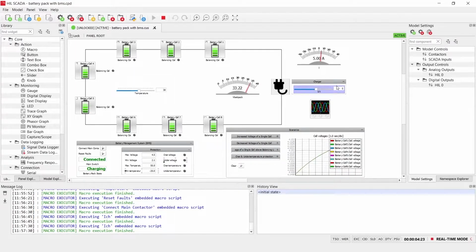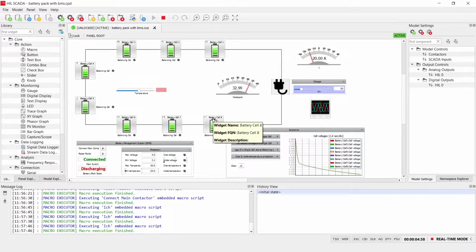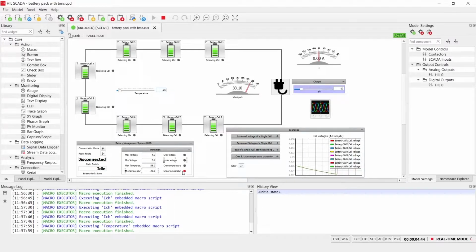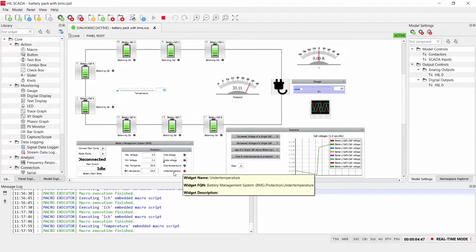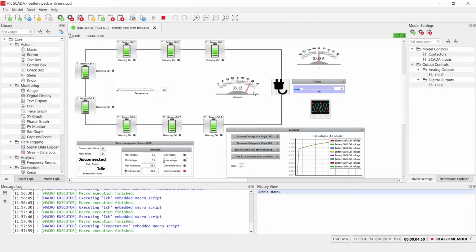We can now increase the charging current or discharging current in this case to minus 20 amps. And now we can see what happens if I now trigger an under temperature event. To do this, I will have to set the temperature to minus 25. When I do this, the under temperature flag is raised because this is how I programmed my virtual BMS, and the main contactor is switched off. You can see now that the current is not flowing because the contactor is switched off. And this will be the case until the temperature reaches the normal value and also the flags are reset.